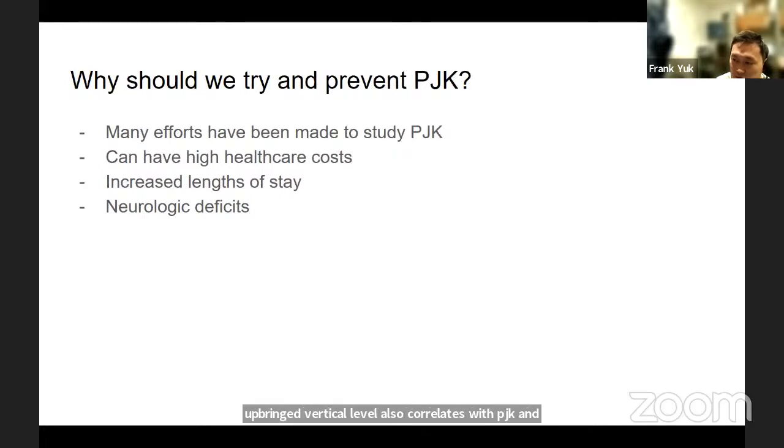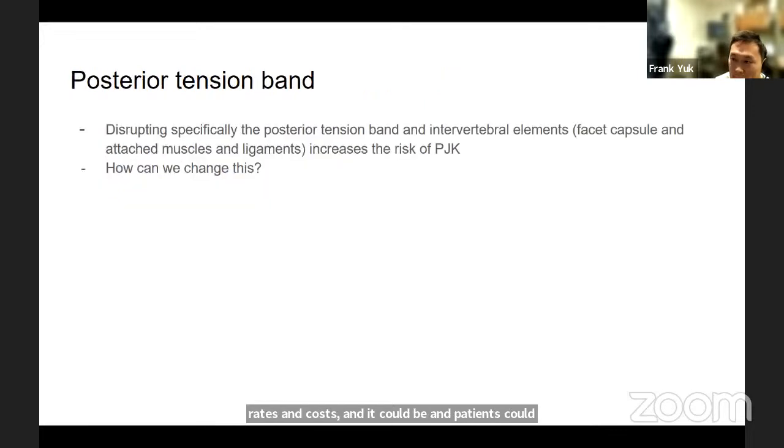And why should we try to prevent PJK? Because PJK has very high healthcare costs: readmitting the patient, increased length of stay, reoperation rates, and costs. And patients could develop severe neurologic deficit that could be transient or permanent. So we'll talk about all the risk factors that we mentioned and how we can potentially prevent them from happening.